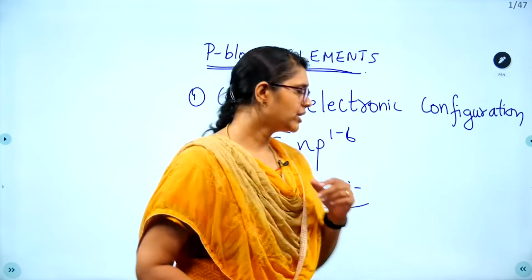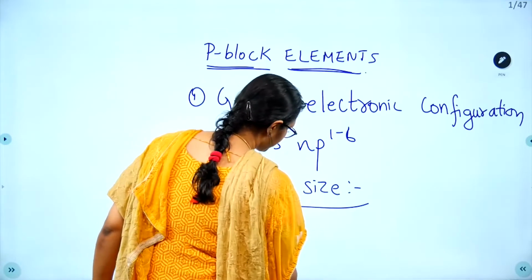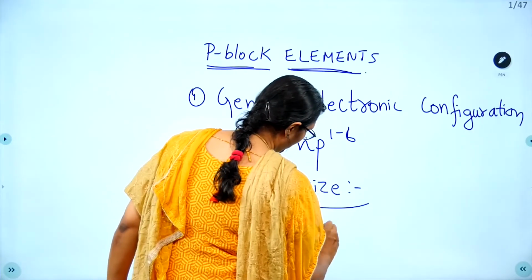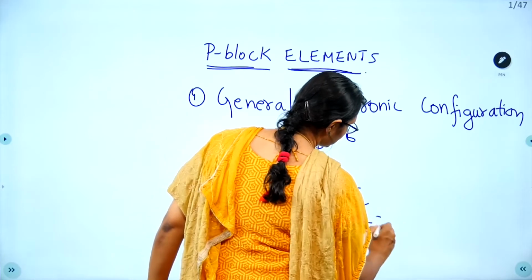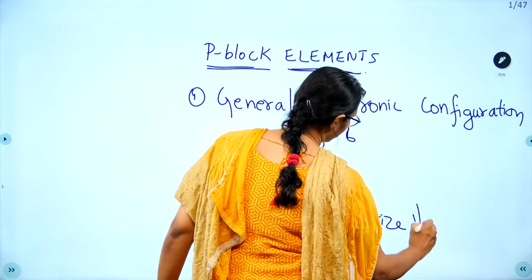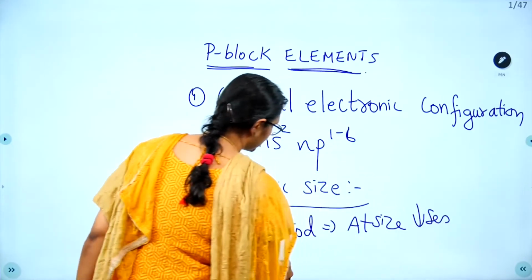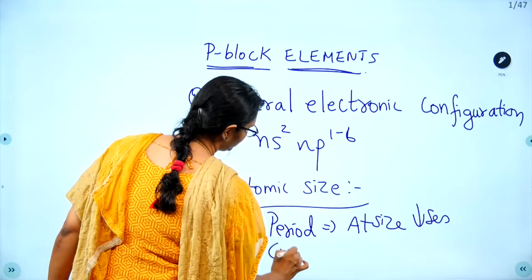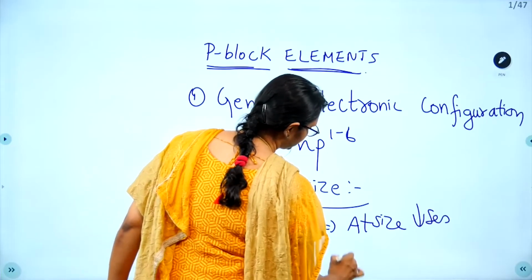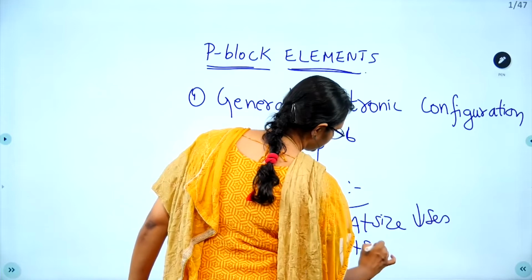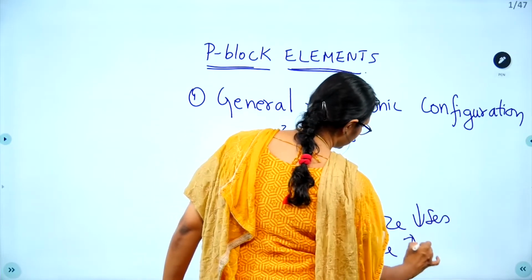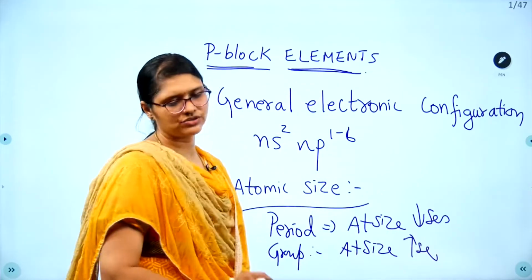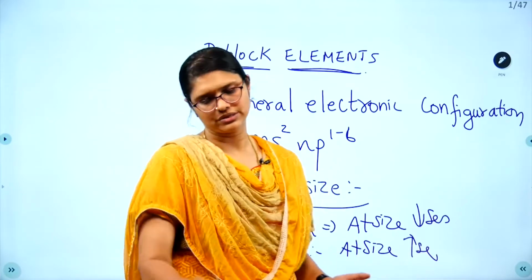So going along the period, atomic size decreases due to increase in nuclear charge. Going down the group, atomic size increases as the nuclear charge decreases. So everything is related to the nuclear charge.